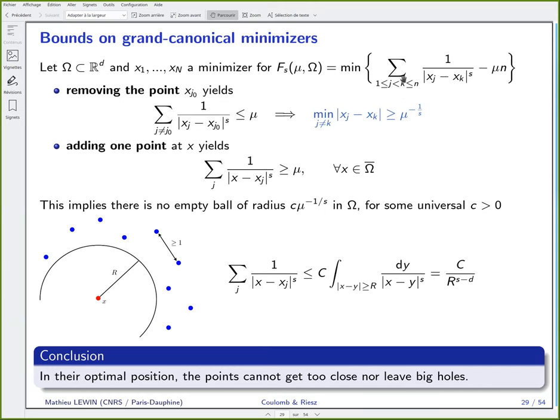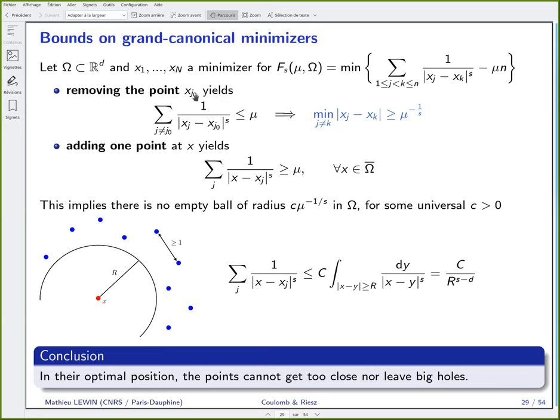I'm fixing some mu, okay? Mu is going to be the one which I want to reach some density rho. And then I just minimize over N, and I'm calling capital N the minimizer. Very good. So now I have these points in omega, and they minimize this, both over positions and over N. The fact they minimize also the number of points allows me to get some information if I remove points or if I add points, which I was not able to do before.